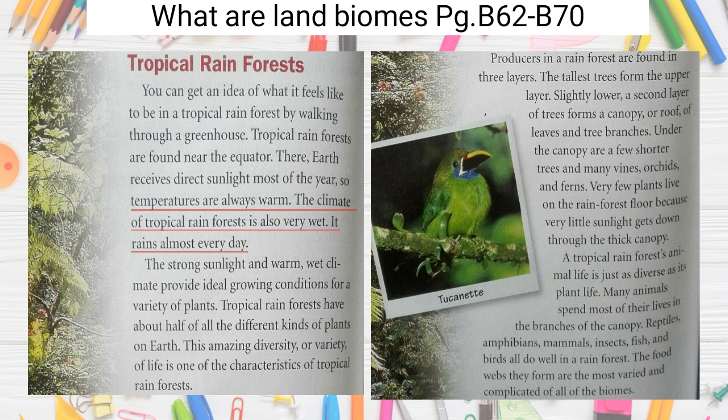Next, plants. What plants can you find in this biome? Tropical rainforests have about half of the different kinds of plants on Earth. Examples: trees, many vines, orchids, and ferns.